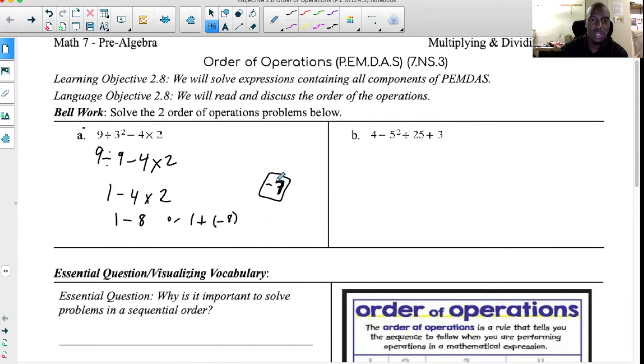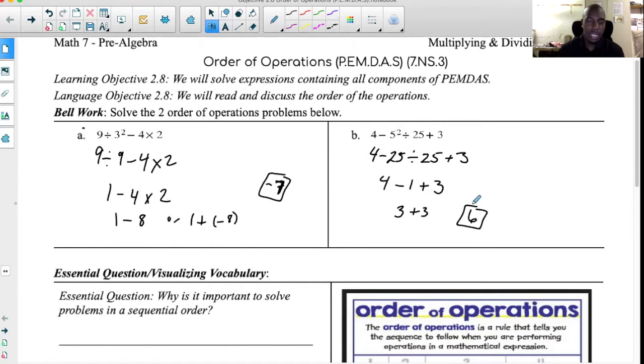Looking at B, once again, I'm going to start with exponents because I have subtraction, exponents, division, and addition. I'm going to deal with the exponents first. I get 4 minus 25 divided by 25 plus 3. I'm going to deal with the division next. So 4 minus 1 plus 3. And then I'm going to deal with subtraction and then addition from left to right, because addition and subtraction are on the same level. So whichever one comes first, left to right. 4 minus 1 is 3. 3 plus 3 is going to give us 6.